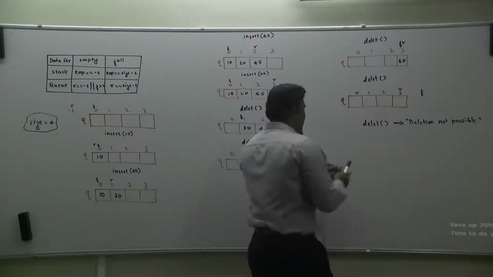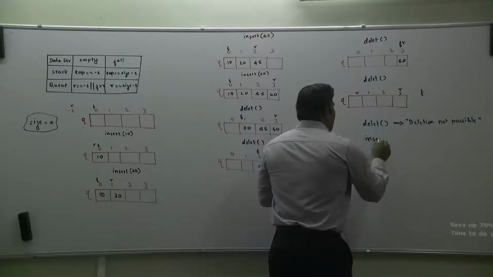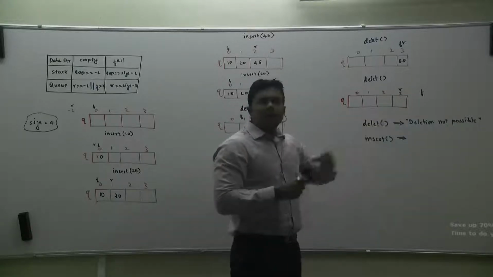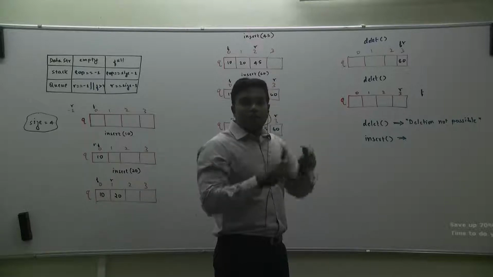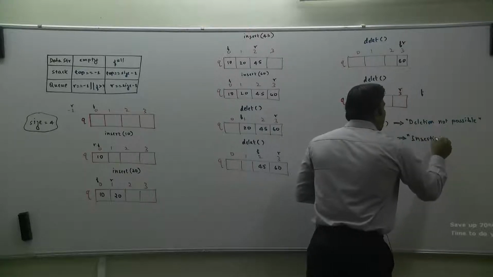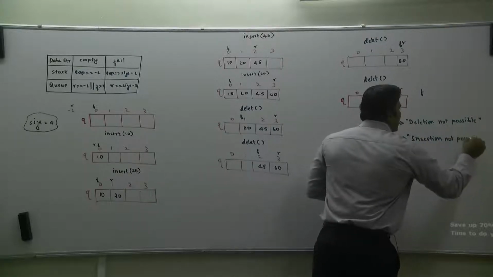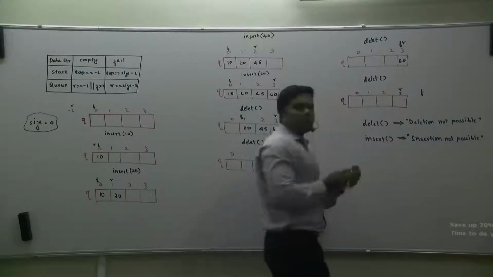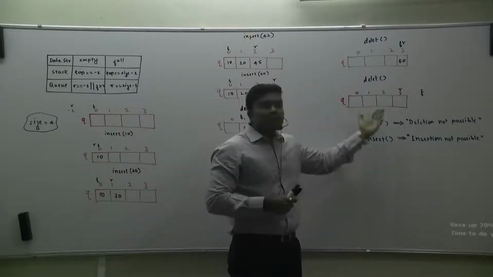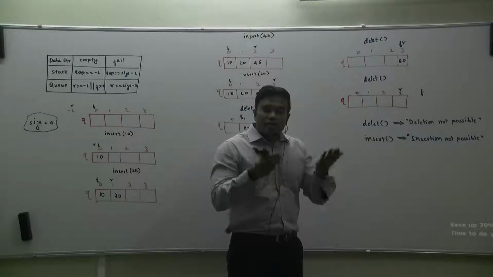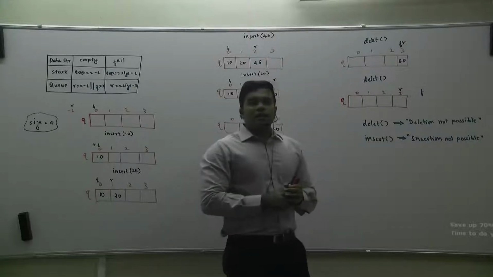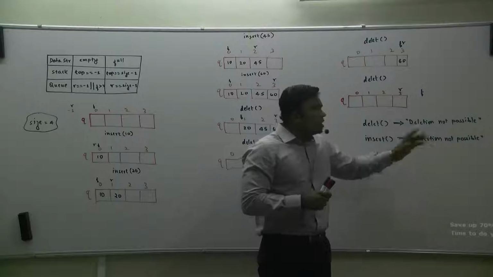Now the queue is empty, so deletion not possible. Okay, I will say insert, because all the locations are vacant. Logically thinking, insertion should be possible. But I will get a message telling insertion not possible. I know some of you are confused. Sir, why insertion not possible, sir? So many vacant locations are there. Correct, vacant locations are there. But the only problem with an ordinary queue is that it can't reuse the vacant locations. So I will get this message, insertion not possible.